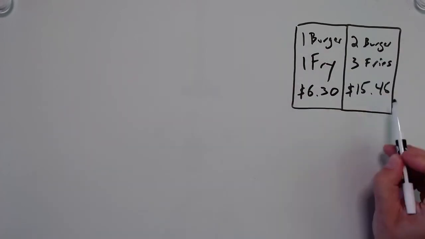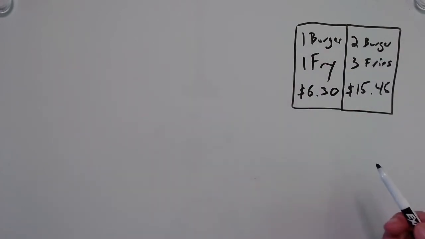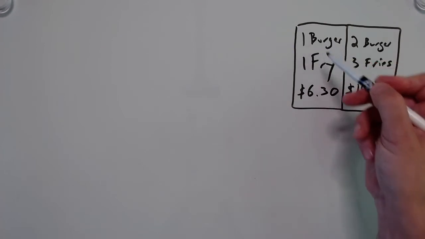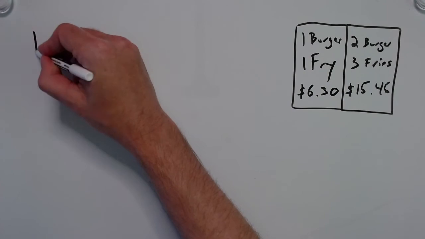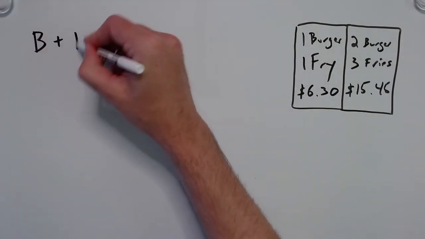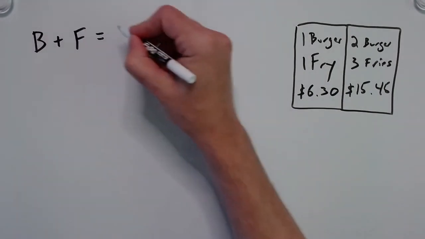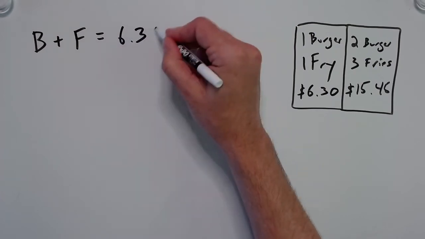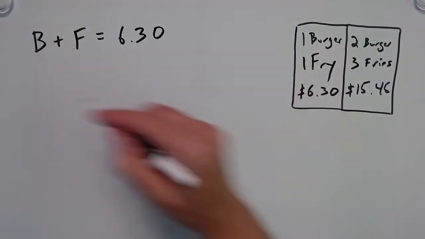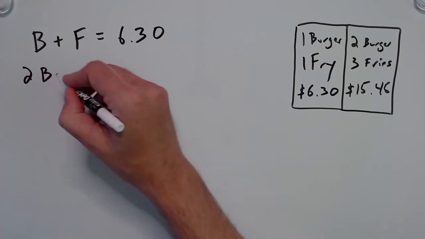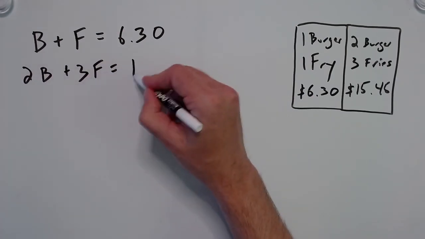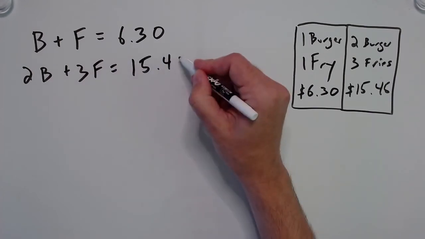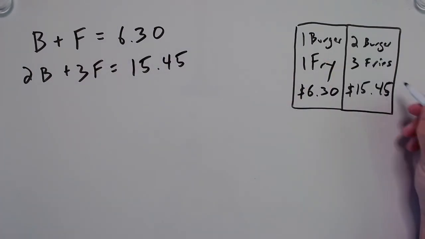So instead of words, we have kind of images here of receipts, but we can do the same thing. So we know that a burger and a fry is $6.30. So I'm just going to use some variables here. B for burger and F for fry. Burger plus fry equals 6.30. And we know that 2 burgers plus 3 fries equals 15.45. This is a 5, I promise.